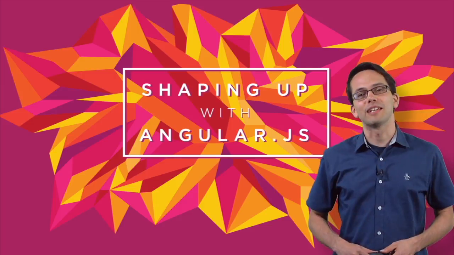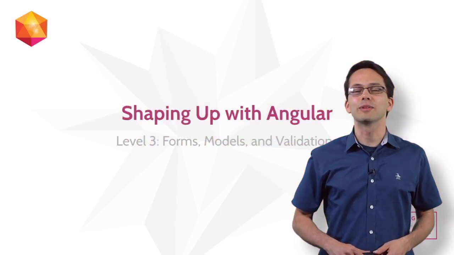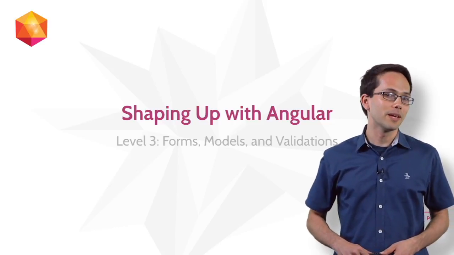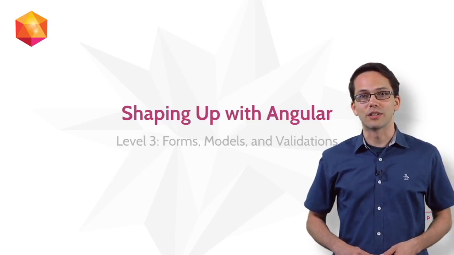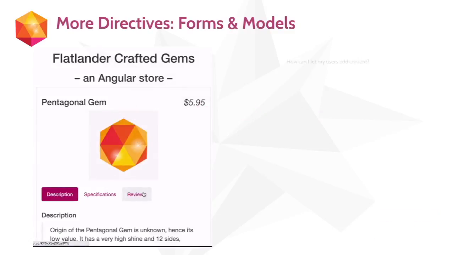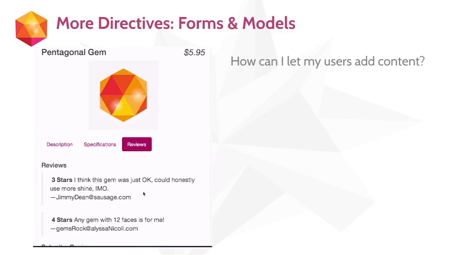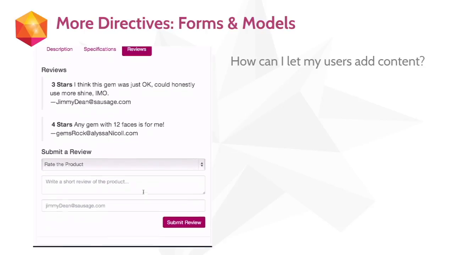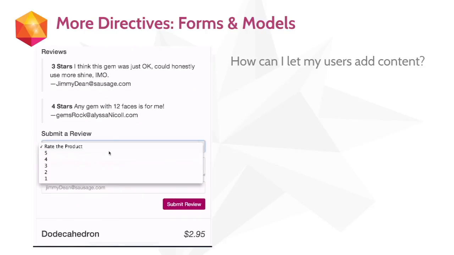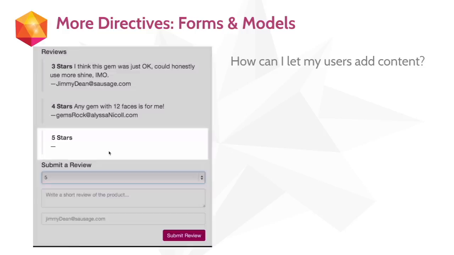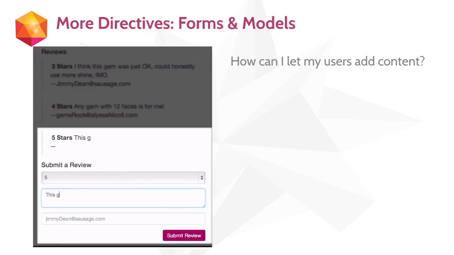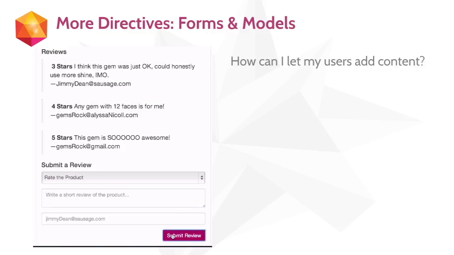You're watching Shaping Up with Angular, and this is level 3, where we're going to be talking about creating your own form to add new reviews in our case. So here we are back in our store, and you'll notice when I click on reviews, it lists out all the different reviews for a product, and I can rate the product. As I start typing out the review, it gives me a nice live preview so I can see what my review is going to look like. When I submit it, the review gets solidified onto the page and my form gets reset.